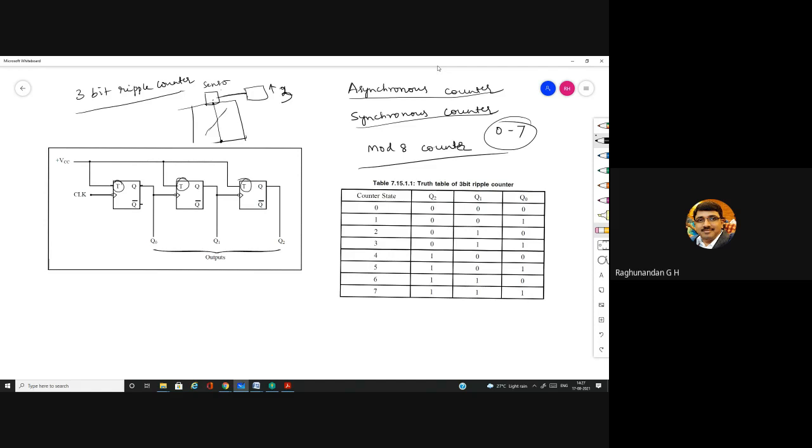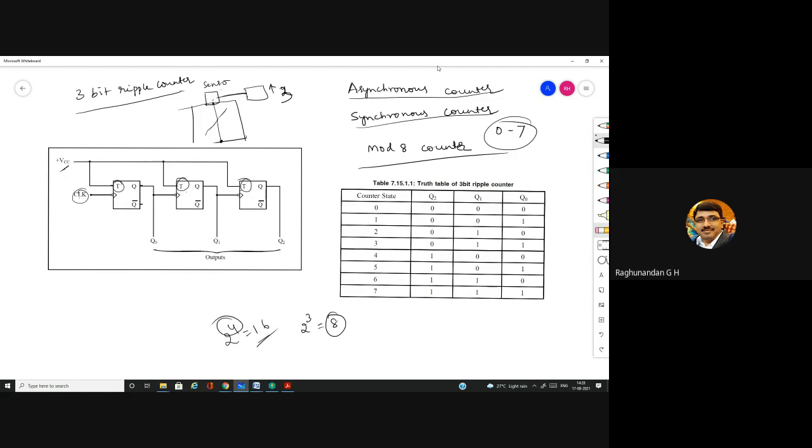In the binary counter, all these flip-flops are given plus VCC just to switch them on. The first clock pulse is given to the first toggle flip-flop. Each of them is a flip-flop: this is 1, 2, 3. We are using 3 flip-flops, because 2 to the power of 3 gives you 8. If they ask for a 4-bit counter, then 2 to the power of 4 is equal to 16.